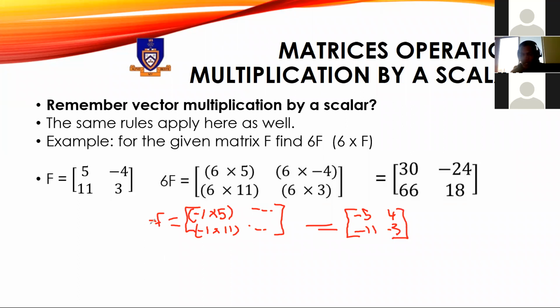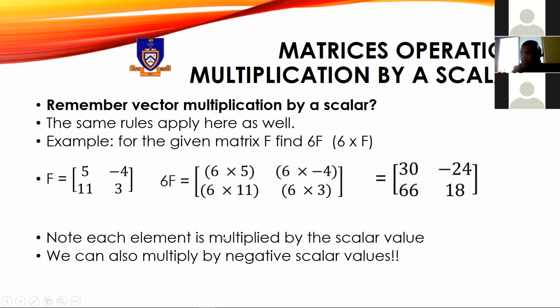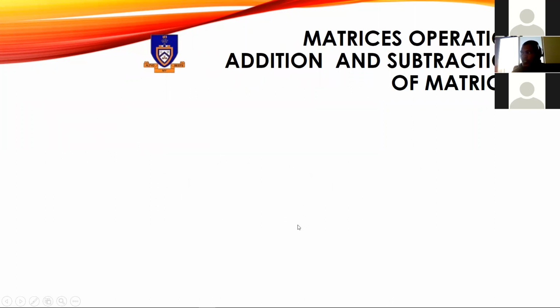So that is now when we have a negative f. So you always have to also take note that we can also use negative numbers, and then just the signs is what is going to change, and not the size of the number, okay? So it's just the signs, like the direction that we are now affecting when we are multiplying by a negative. All right, so that is basically what we are referring to by scalar multiplication. It's a very straightforward process, so we don't need to worry so much, okay? Note each element is multiplied by the scalar value. We can also multiply by a negative scalar value. That is what I've mentioned.